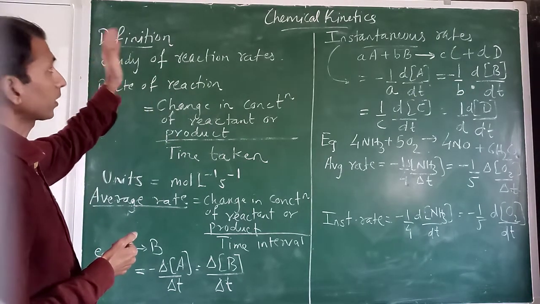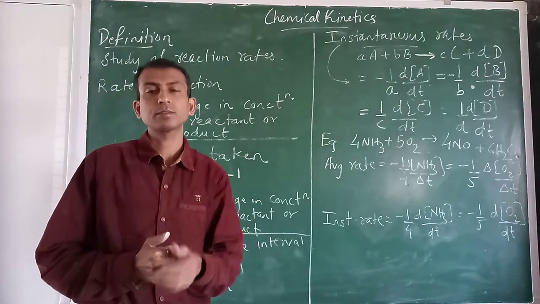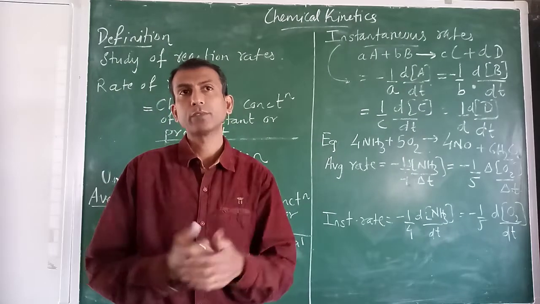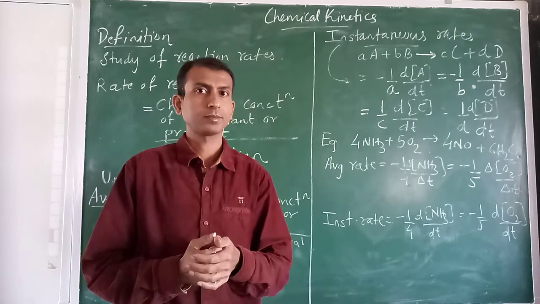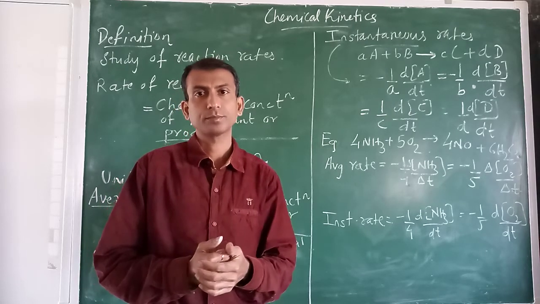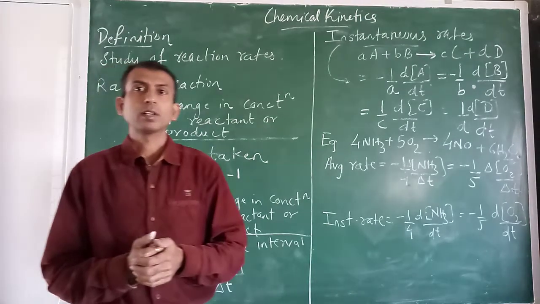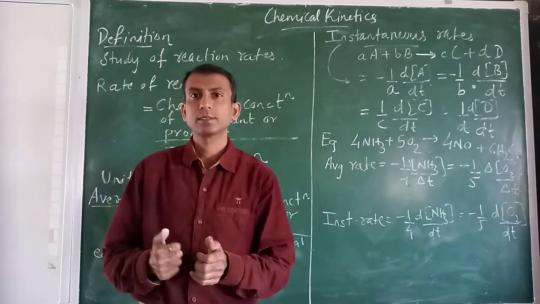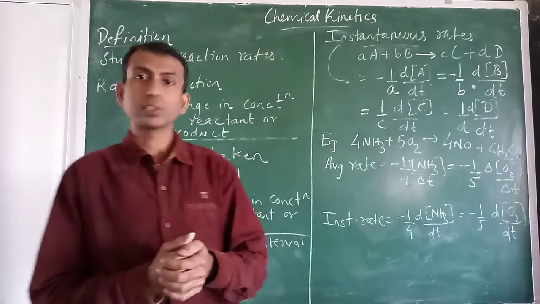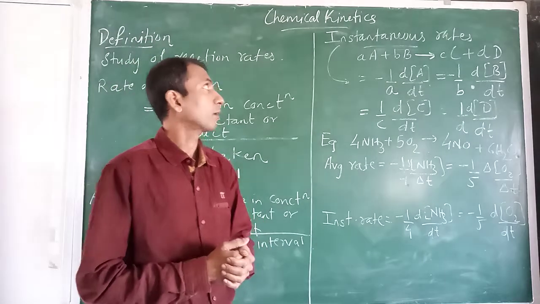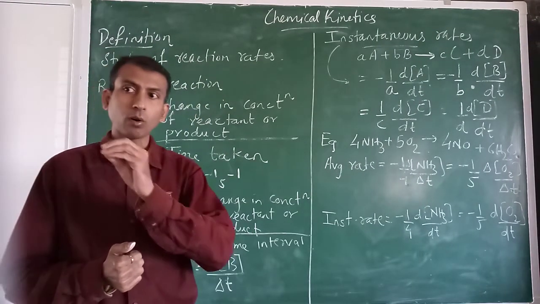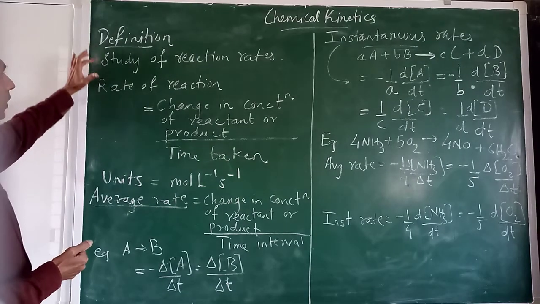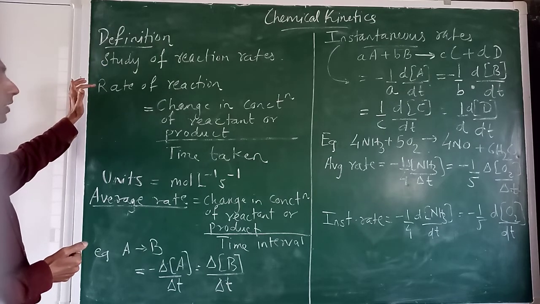So let us start the introductory part of the chapter with the definition of chemical kinetics. Chemical kinetics in simple words can be defined as the branch of chemistry which will deal with the study of rates of the reactions. It is the branch of physical chemistry specifically which deals with the study of rates of the reactions. See here, definition: study of reaction rates. That is rate of reaction.